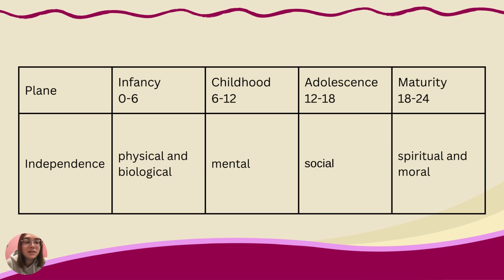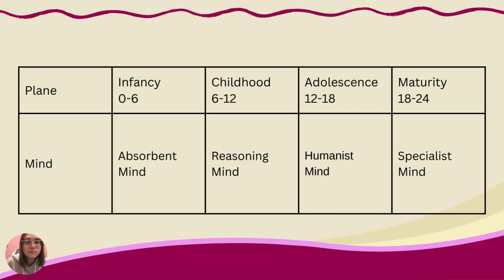So what independence is it? Because Montessori deals a lot with independence. In Montessori, we try to make independent, peaceful leaders. So what is their independence? So again, physical and biological independence is what the child seeks. And then the next one in childhood is the mental independence, thinking for themselves. Adolescence starts with the social independence, and then maturity is spiritual and moral independence. Where do I fit in this world?